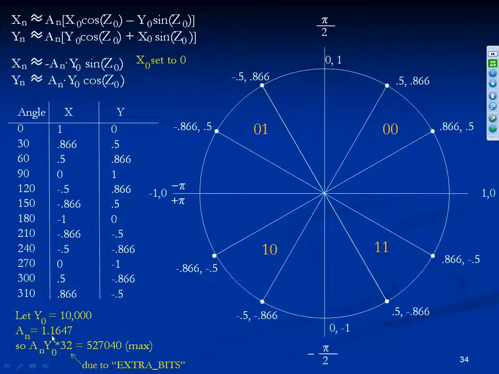So that product right there is equal to 527040. That's the max. And then to get these different positions, you take that value and multiply it by the appropriate number here, and that would give you our position as we rotate around here.